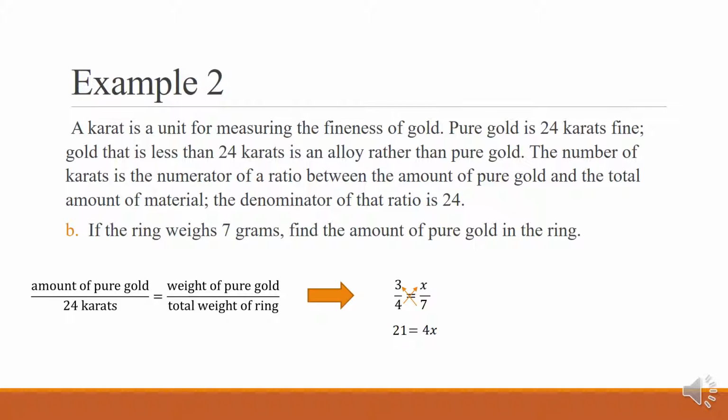So to solve for x, we're just going to get rid of that 4. So we need to divide both sides by 4. That's going to cancel out the 4 on the right. And we can plug in the left-hand side into our calculator. So 21 divided by 4 is 5.25. Now don't forget the units here. This was 5.25 grams. So that's the amount of pure gold that's in the ring. So out of that 7 grams, 5.25 grams is pure gold.